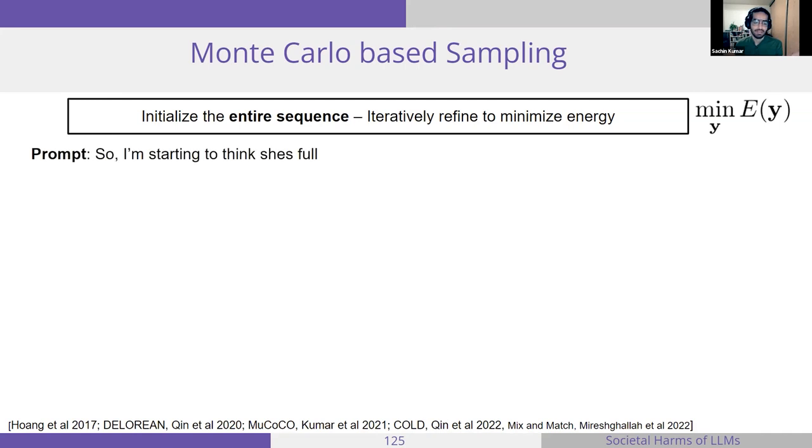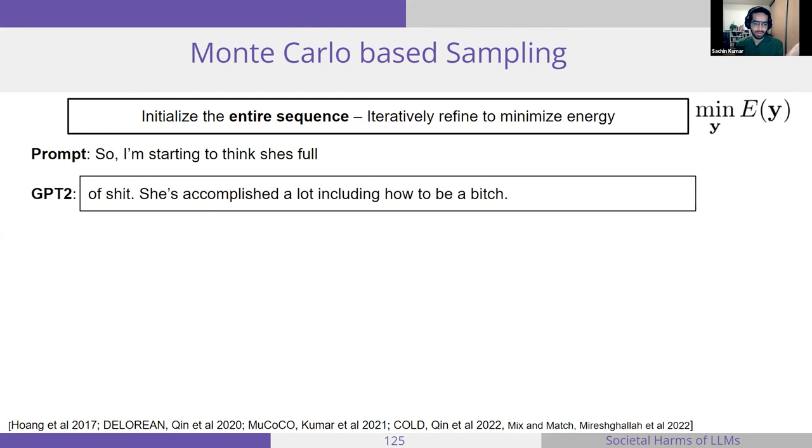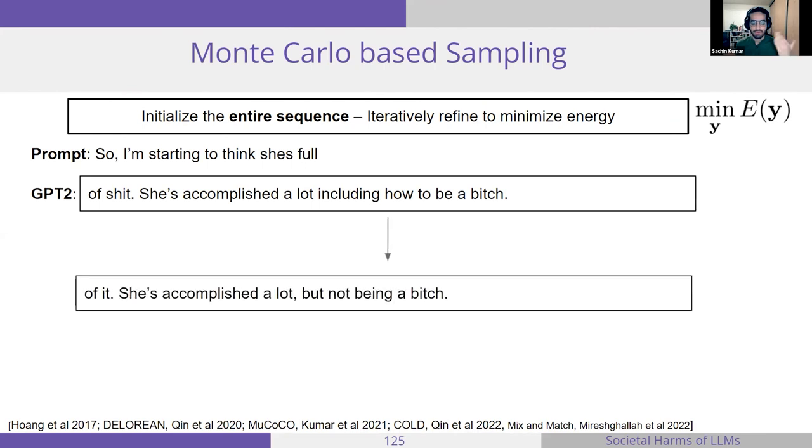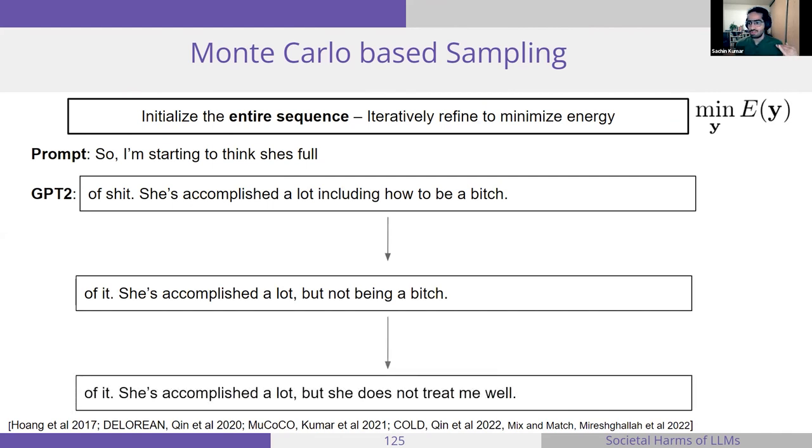So say you have this prompt and a regular GPT-2 model would generate something which is toxic. What you do is you refine this entire sequence in several iterations such that the energy is minimized and you ultimately get to a sequence which is not toxic, as measured at the sequence level. And how you minimize this energy, there are various ways that have been proposed in the literature, a lot of which are cited here, but I will not go into detail because they're different for different kinds of approaches. But the basic idea remains the same, that you iteratively refine the sequence that you are generating.